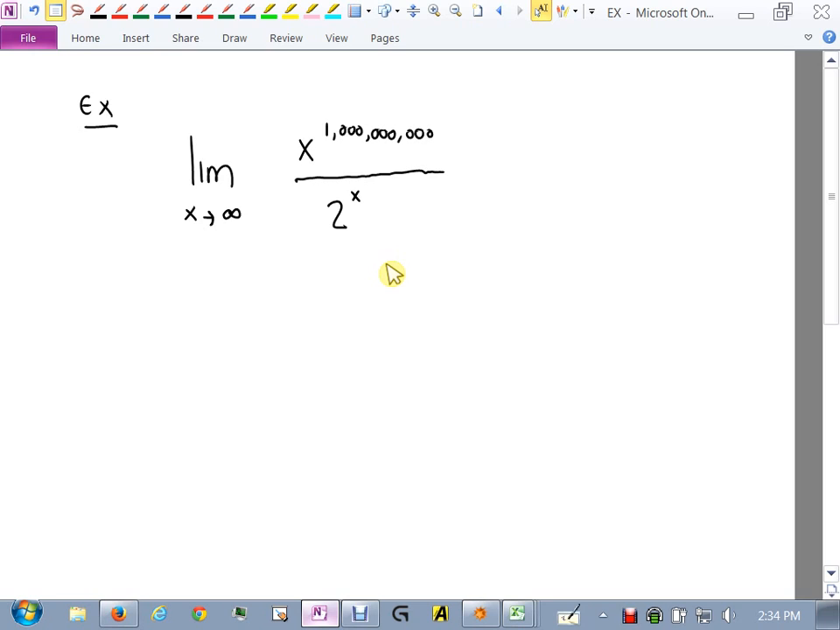X to the billionth power. So what happens if you let your x here, your base, get big? What's a huge number raised to the billionth power? A huge number, right? That's headed to infinity. Then what's 2 to a huge power? Weird. What's 2 raised to a huge power? Infinity also, right?